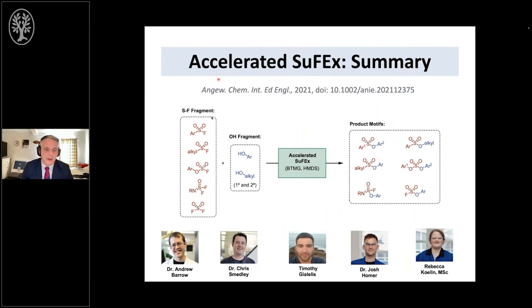So here's a summary of this reaction. We can take a number of different substrates. We can take aromatic alcohols or alkyl alcohols, primary and secondary, and we get a nice array of products in generally very good yields. I've got to thank these guys for really delivering this chemistry, and in particular Josh, who finished it off at Cold Spring Harbor.